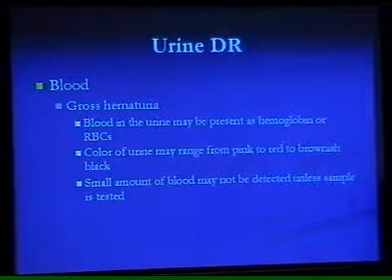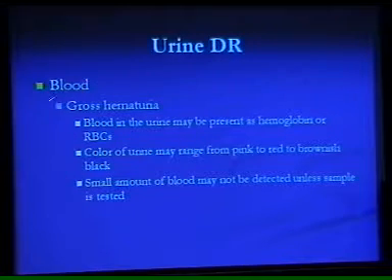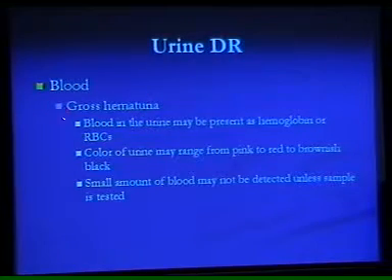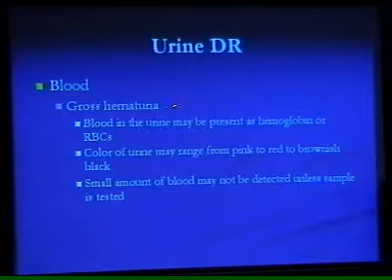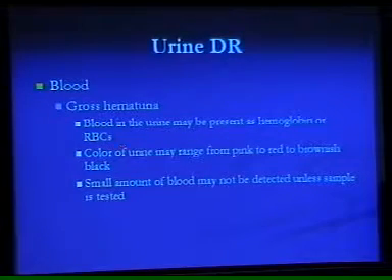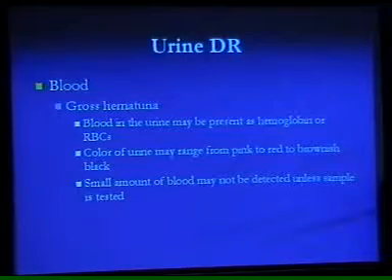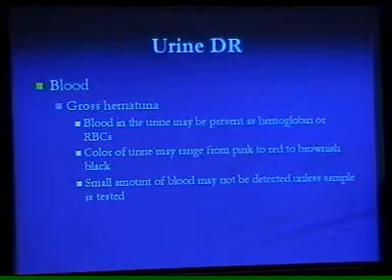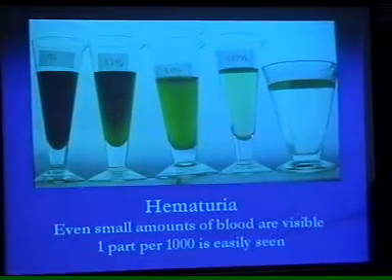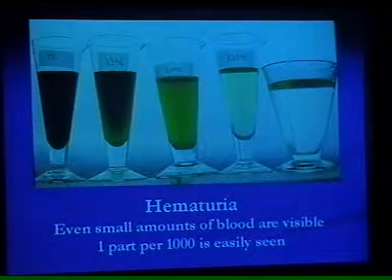Blood is very important because it can signify a very serious disease in your patients. There are two types, gross hematuria and microscopic hematuria. Gross hematuria is visible; the urine color will be very red or smoky, and it will be positive for RBCs. But other things which can cause red urine are myoglobinuria and hemoglobinuria. These are the various urines, and you can see that even a little amount of blood can cause a change in the color of the urine.